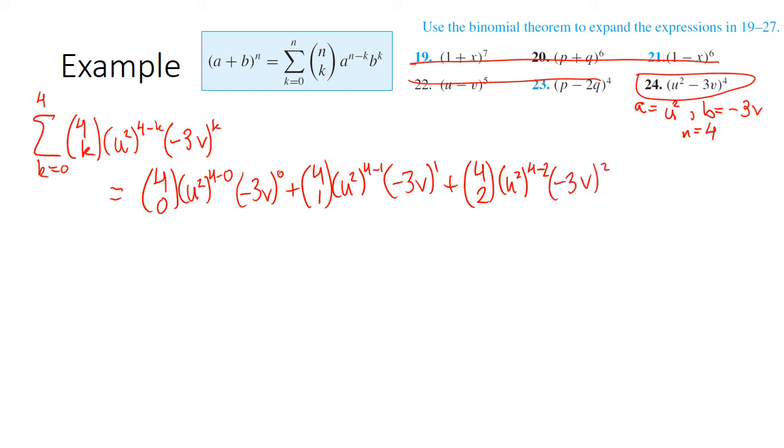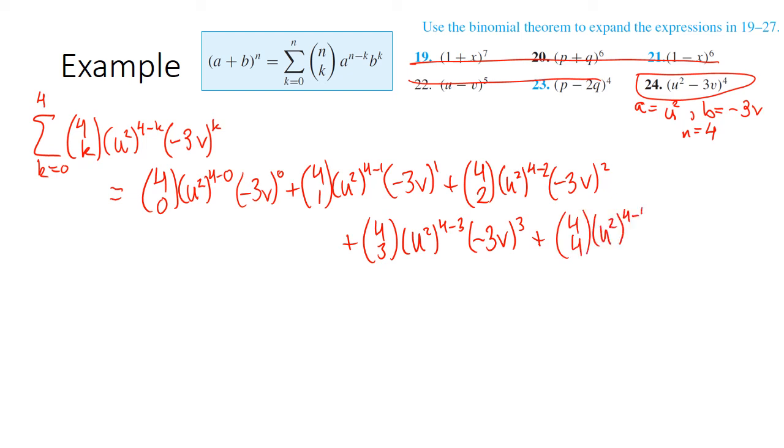And then the last two, 4 choose 3, u squared to the 4 minus 3, negative 3v to the 3, and then finally 4 choose 4, u squared to the 4 minus 4, and then negative 3v to the 4. Okay, so now let's simplify these. So this is going to be a little trickier, so I think I'm going to do it on two lines.